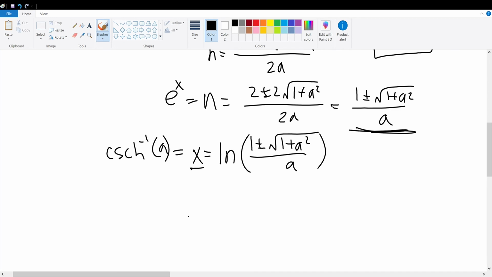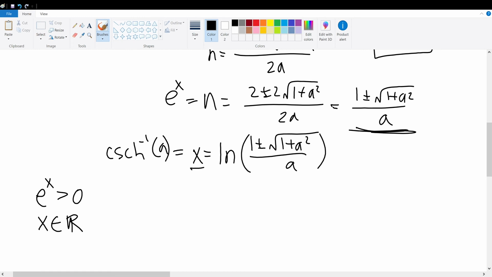To know this, we must keep in the back of our minds that e to the x will always be greater than 0, with x having the range of all real numbers. So with this in mind, whether we take the plus or negative sign will be a simple case, because we know that the square root value will always be greater than 1, a being any number other than 0.